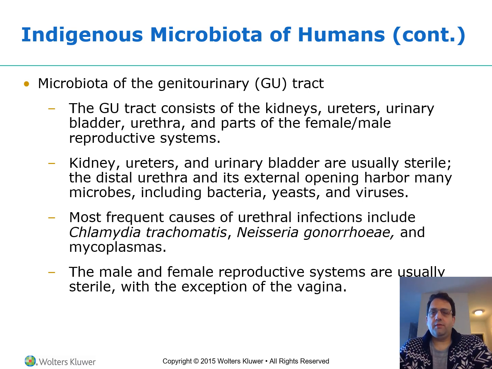Most frequent causes of urethral infections. The most common cause of urinary tract infections in females is E. coli bacteria, which came from the anus, where it naturally belongs, through the vagina into the urethra. Numbers 2 and 3 in females and numbers 1 and 2 in males are Chlamydia trachomatis and Neisseria gonorrhoeae, the things that cause chlamydia and gonorrhea. The female and male reproductive systems should be sterile except for the vagina, which usually has a whole host of bacteria and fungus in it.